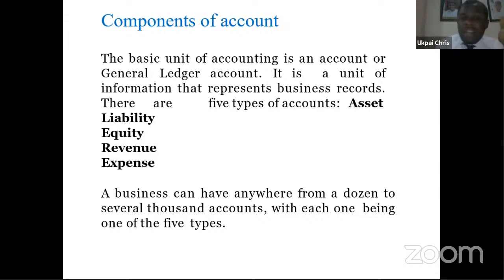So a business can have anywhere from a dozen to several thousand accounts. Are you there? Can we share this screen?